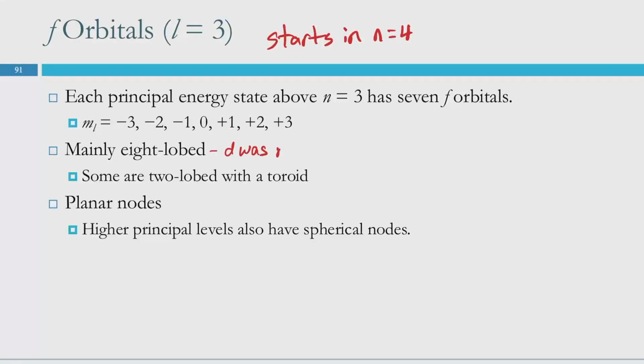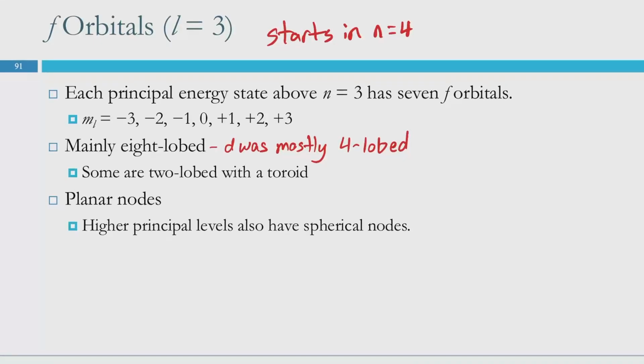Our D was mostly 4-lobed. So we've doubled the amount of lobes that we have, the number of pointy bits that we have. I don't have a fun memory tool for remembering F. We don't even look at them in Chem 20. They just look kind of scary. And if you didn't like dxy, dxz, dyz, those names, you're going to hate these ones.